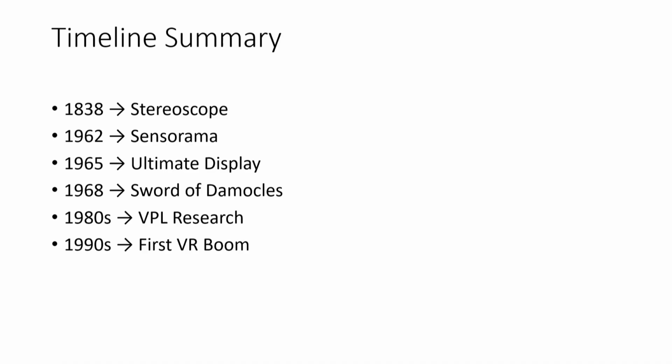So, to summarize the timeline, in 1838 we had the stereoscope, in 1962 we had the Sensorama, in 1965 came the Ultimate Display, and in 1968 we had the Sword of Damocles. In the 1980s we had the period of VPL Research and the coining of the term virtual reality, and in the 1990s we saw the first VR boom.